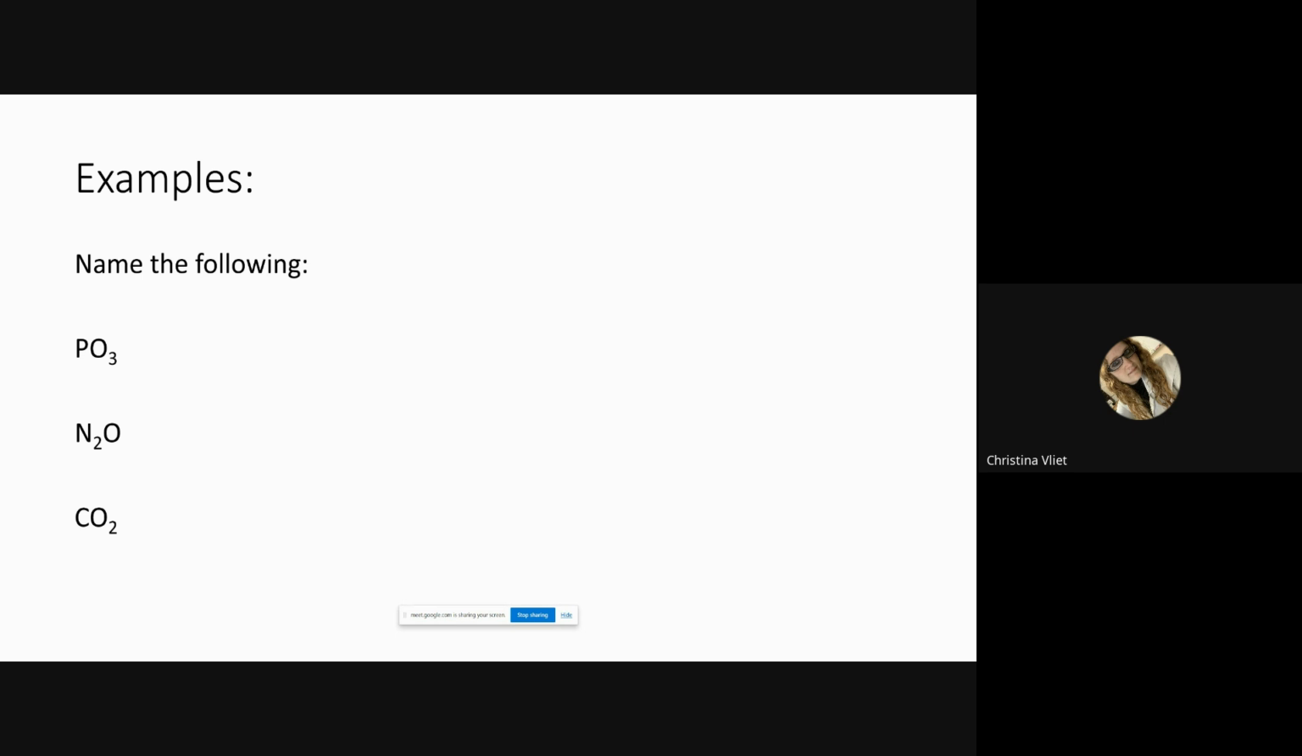All right, so PO3. You have one phosphorus, but you don't use mono for the first element. So we would call this phosphorus. But for the second element, you do have to write this. You have 3 of them. And so this would be phosphorus tri-oxide. I'm underlining what I have to do. I have to write for the second element that there's 3 of them. And I always have to change the ending to IDE for the second element.